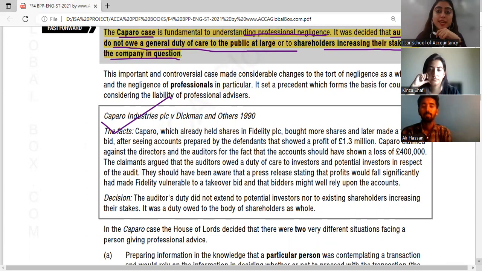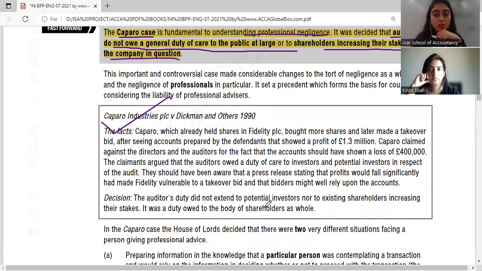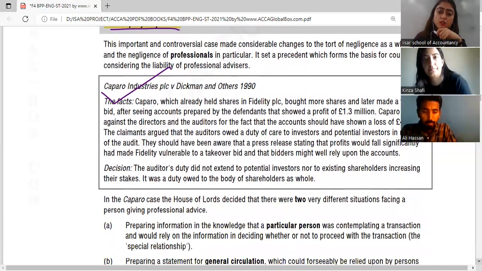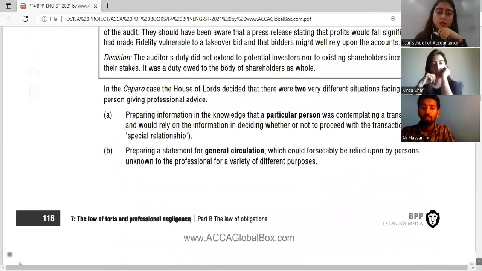But then how can we escape our liability? Because we are not liable to the public at large, right? So how are we going to do that? We are going to do that through our disclaimer in the report, and also the court will support us if we have taken all the measures to give advice which fulfils our duty of care.